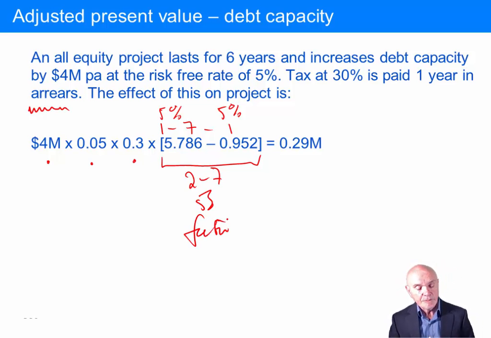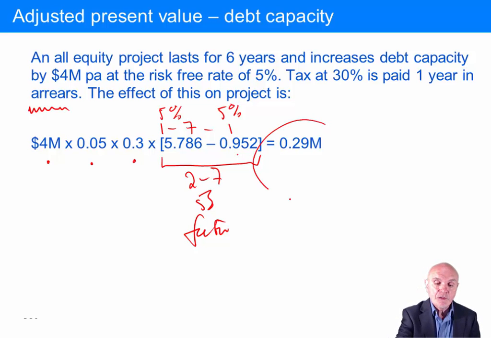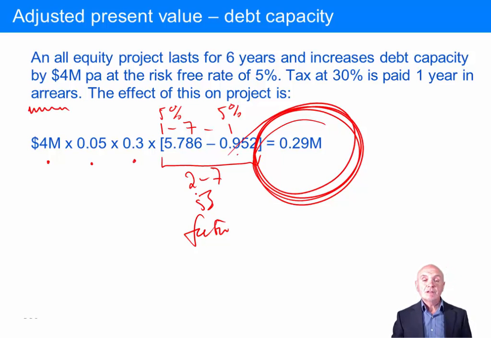If you look it up in the tables, you see 5% at years 1 to 7 is 5.786. The 1 year factor for 5% would be this one here. Subtract 1 from the other, and you're left with years 2 to 7, which is 6 years but deferred 1 year. And so the value of increasing the debt capacity is 0.29 million.